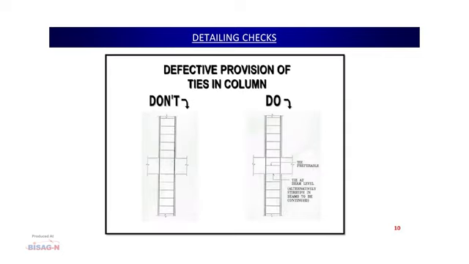Now, coming to the defective provision of the ties in the column, we will see how the tie should actually be given inside a column. Here we can see in the do not figure that the stirrups continue from the bottom story and the top story, but at the junction itself where the beam is meeting the column, there is no stirrup.